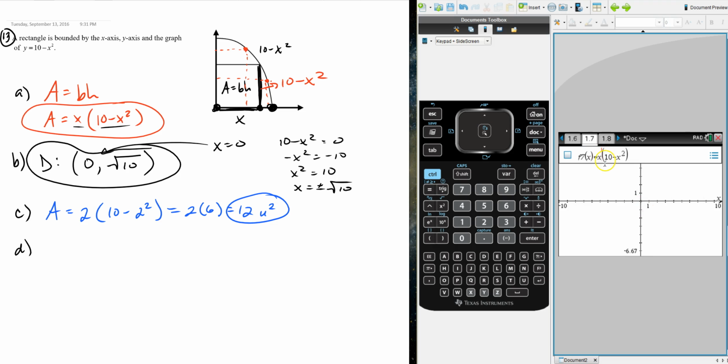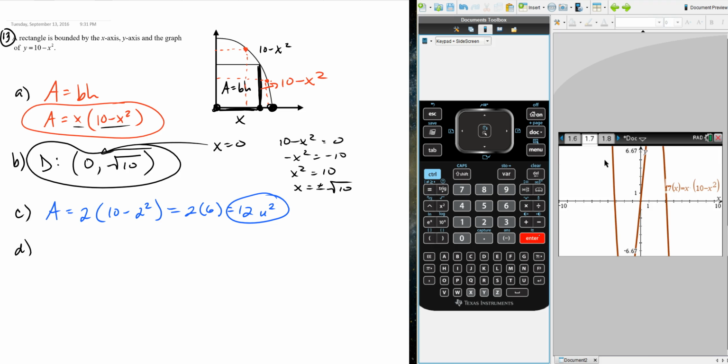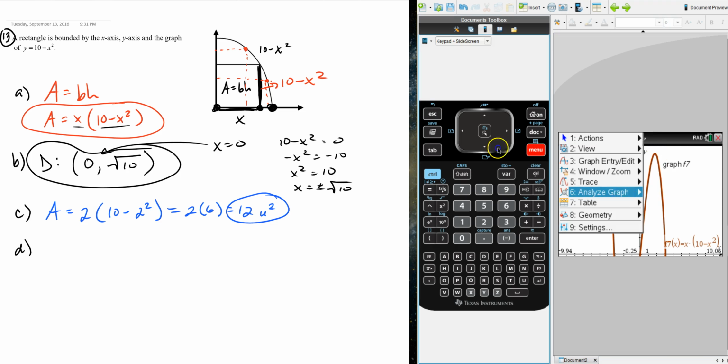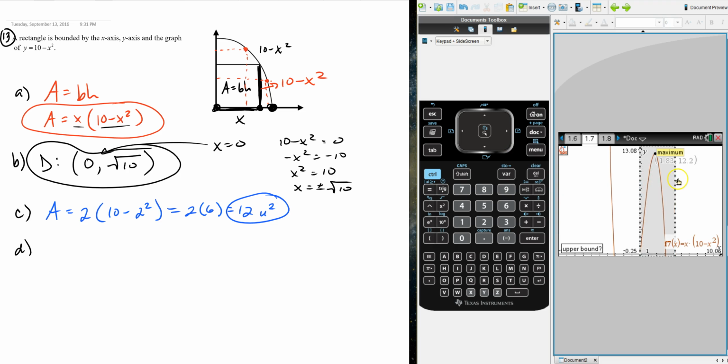And don't forget to put the multiplication sign in between, or it doesn't know what to do. And we get this guy. So it looks like obviously we have a negative area over here on the left. And if I move up a little bit, so there's my maximum right there. Analyze graph, max. And we get 1.83 and 12.2. So my maximum area is 12.2 units squared.